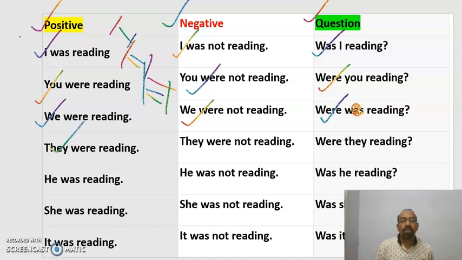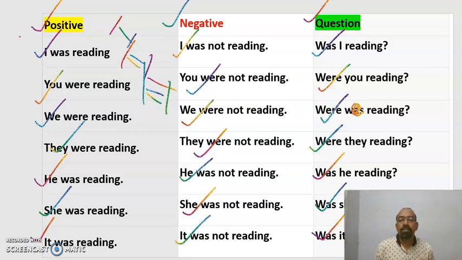They were reading. They were not reading. Were they reading? He was reading. He was not reading. Was he reading? She was reading. She was not reading. Was she reading? It was reading. It was not reading. Was it reading? These are the different past continuous tenses.